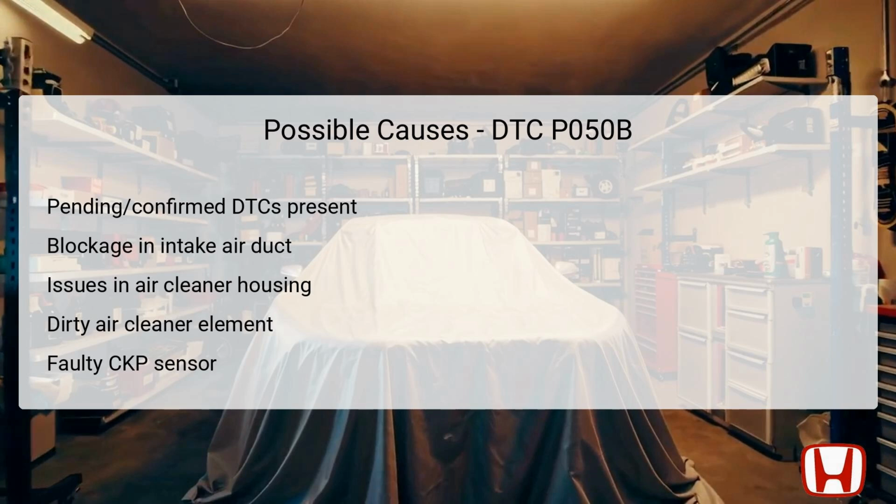Similarly, a malfunction in the air cleaner housing can lead to dirtier air supplies. Additionally, if the air cleaner element is dirty, it can cause further complications, creating an inconsistent air supply during ignition. Lastly, a faulty crankshaft position, CKP, sensor can lead to incorrect readings of engine position, directly affecting ignition timing. Understanding these causes is key in effectively diagnosing the error.